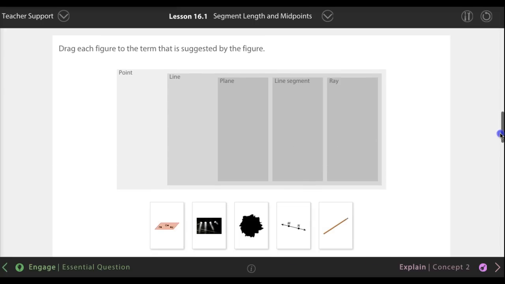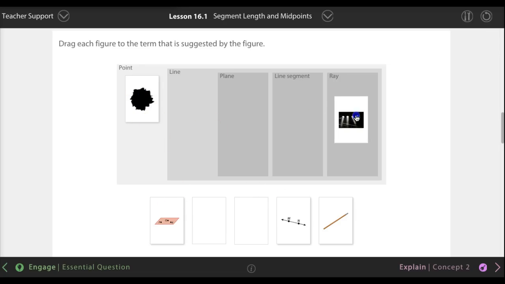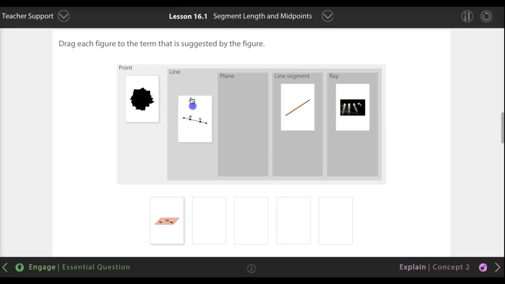And so if you look over here, it says drag each figure to the term that is suggested. So obviously, what is a point? This looks like a really fat, big point. A ray is kind of like the lights because it starts from one point, but it keeps going on and on and on forever. A line segment has to be this one because it has an endpoint. There's 2 endpoints, so it's like a stick. A line segment is like a stick. A line is, of course, this one. This is undefined, goes on and on and on forever. And this is a plane. This is also undefined. It's supposed to go on and on and on forever, but they drew a parallelogram, so it's easier for people to understand.